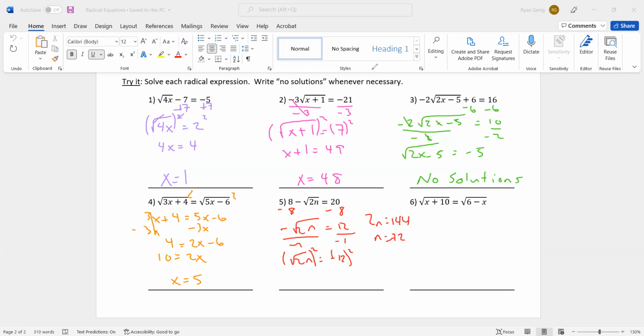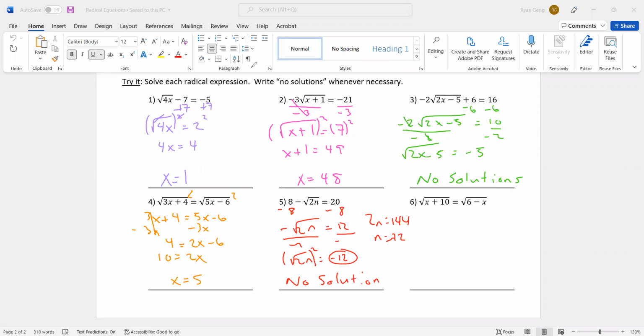What happened? A lot of you probably noticed it. I got the radical by itself, and it was equal to what? It was equal to negative 12. That's why it's important to watch for that. This one has no solutions.